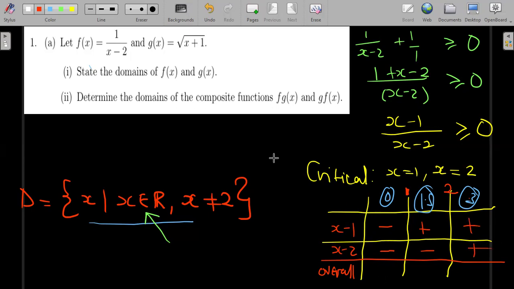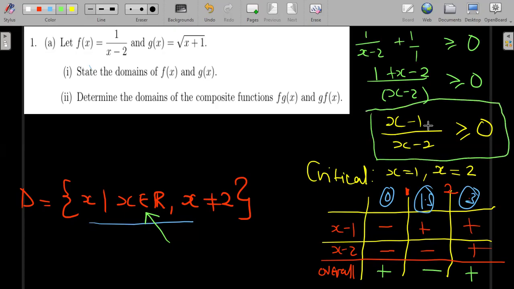So the overall now, you just have to multiply the signs that you have on top. So negative multiplied by negative, I get positive. Positive multiplied by negative, I get minus. Positive multiplied by positive, I get what? Positive, like that.